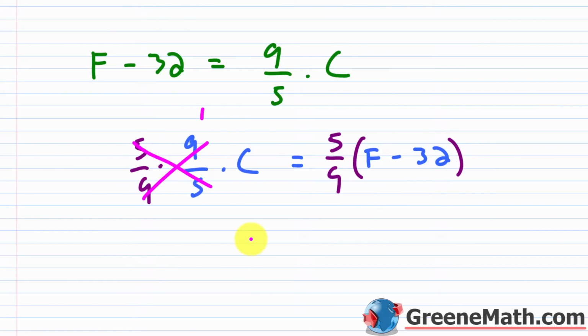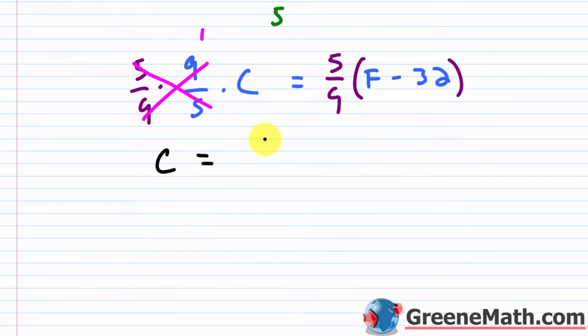This is just 1. So what we get is c is equal to 5/9 times the quantity f minus 32. And you can leave it like this, or you could distribute the 5/9 into each term. It's really going to be up to you. I'll just leave my answer like this.